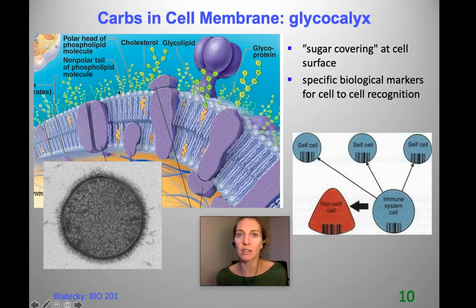And one of the functions of this glycocalyx is to help with cell-to-cell recognition. Every cell type will have a different marker, will have a different glycocalyx on its surface. And so from an immune standpoint, this allows cells of our own body to distinguish a cell that is from our own body, self, from non-self, potentially a foreign invader that could cause harm in the body.